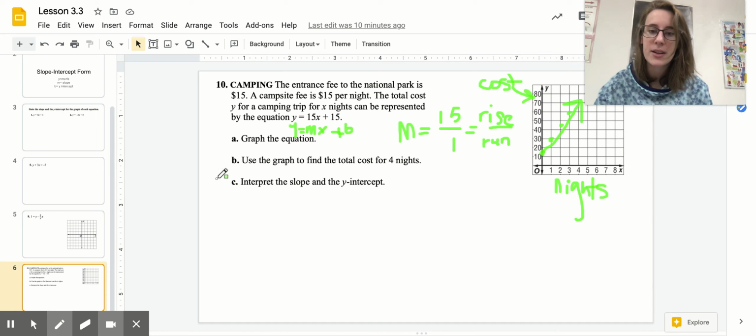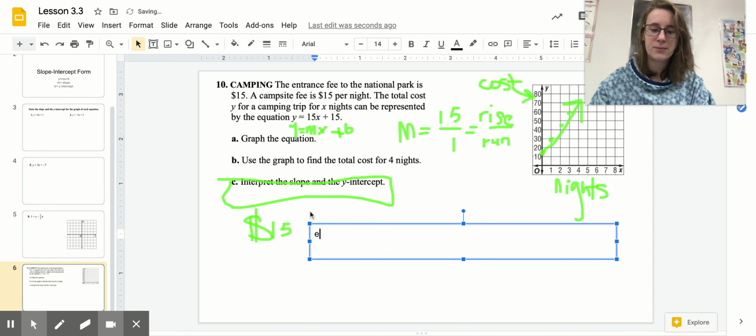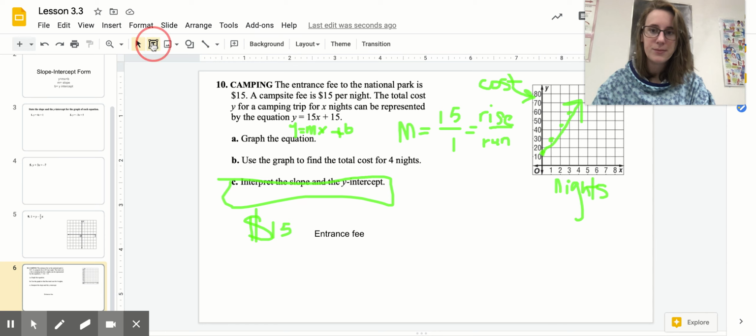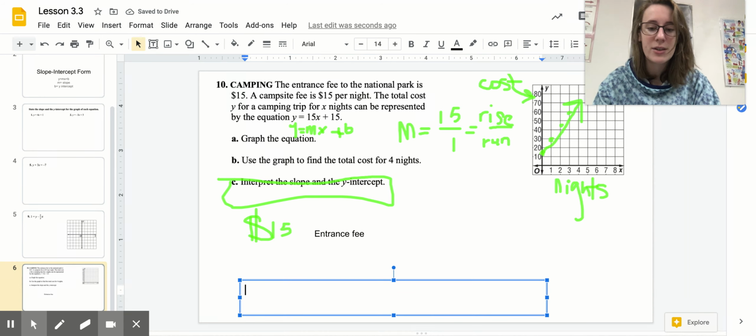So it says interpret the slope and the y-intercept. We're talking about our intercept here. We started with $15. It says the entrance fee to the national park is $15. So it's a $15 entrance fee. I'm actually just going to type this. It's a $15 entrance fee. And then it says to interpret the slope. Well, it's $15 per night. That is your interpretation.